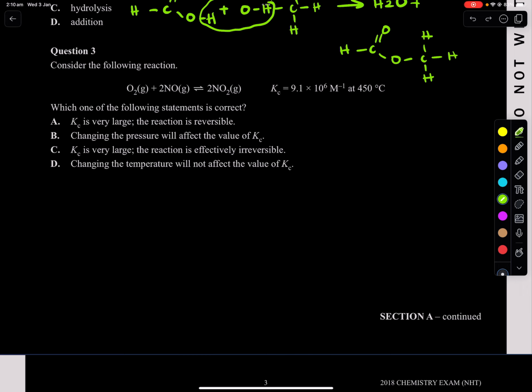Consider the following reaction. Okay, so we've been given this reaction, the Kc value and the temperature. Which of the following statements is correct? Okay. Kc is very large. The reaction is reversible. Well, okay, let's talk about it. Kc only changes through temperature. When you change temperature, the Kc value changes. Kc doesn't change because of pH or reactant concentration. It doesn't react to anything. Only temperature. That's what I know for a fact. And here it says Kc is very large. So if Kc is very large, the reaction is reversible. Well, let's calculate the Kc value for this reaction.